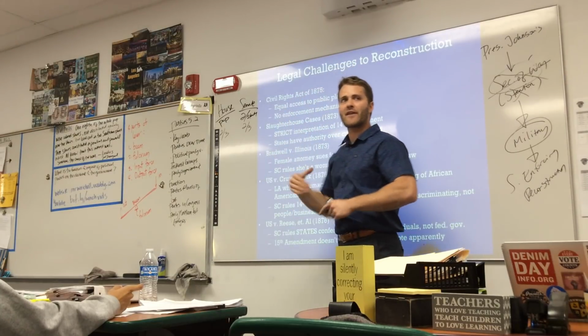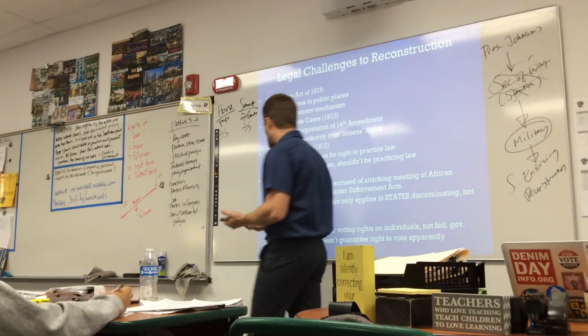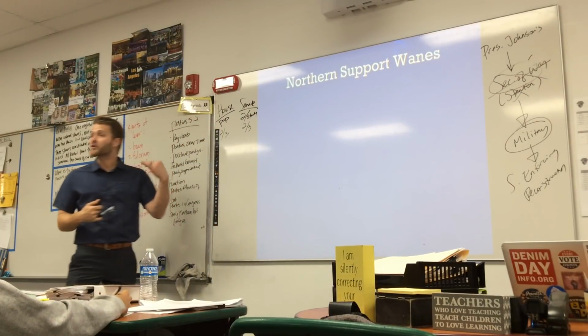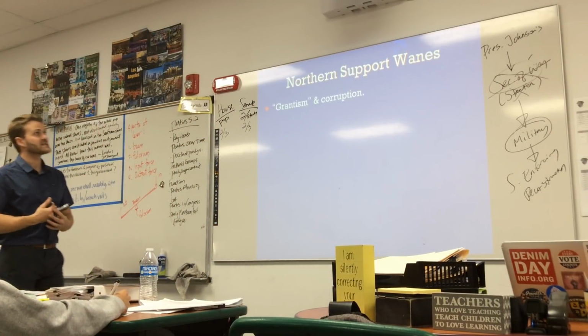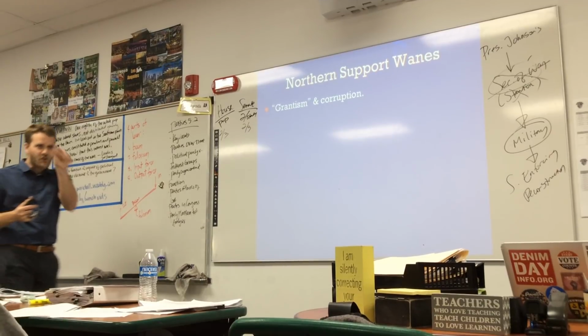So it's important to understand that it's partially the Supreme Court that is limiting how much power Reconstruction is going to have. That's one reason Reconstruction fails. Another big reason is Northern support wanes. What does waning mean? Yeah, to decrease.